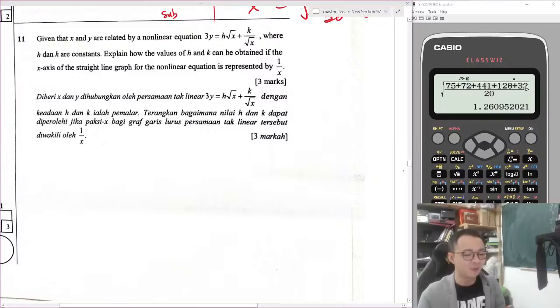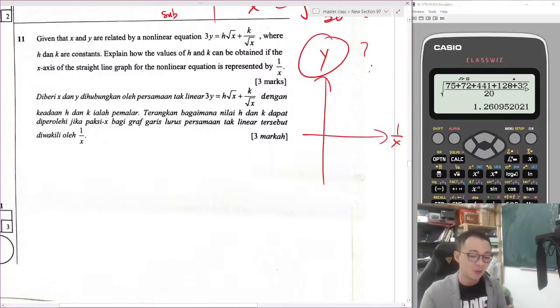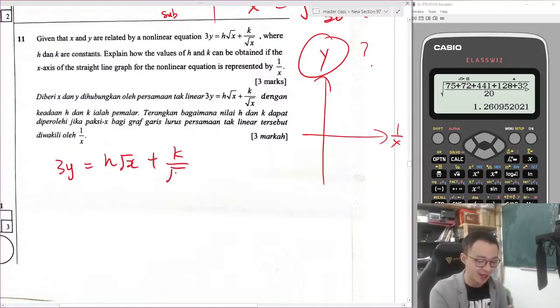Given that x and y are related by a non-linear equation, explain how the value of h and k can be obtained if the straight line graph for the non-linear relation has 1 over x on the x-axis. Right now they want to know what your y is here. So I have 3y equal to h square root x plus k over square root x.